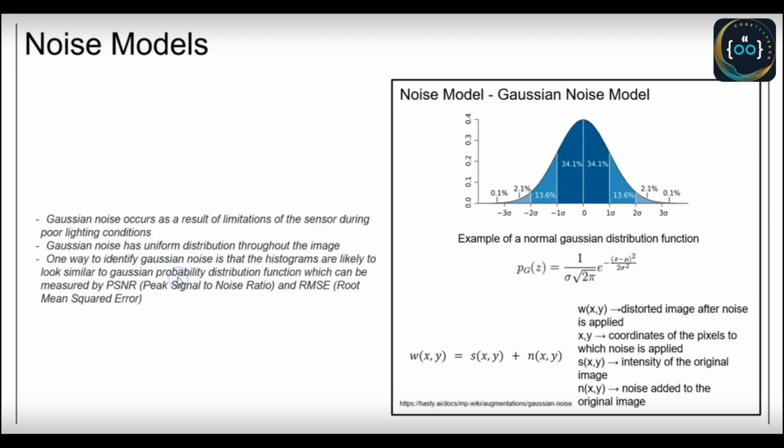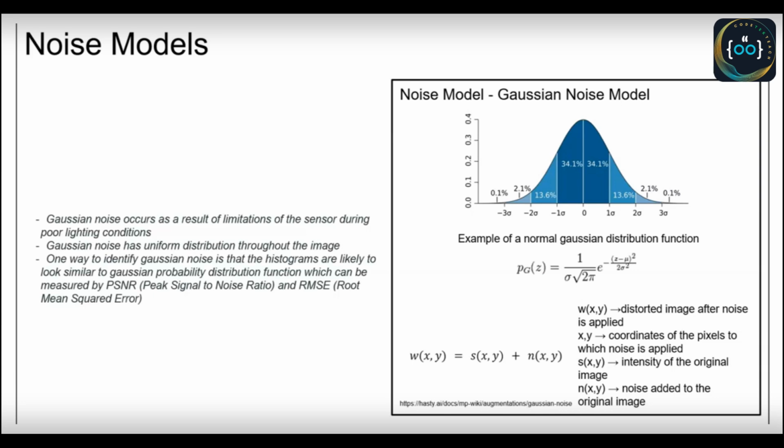Now let's look at Gaussian and speckle noise that are used in noising models. Gaussian noise, also known as white noise, is a type of statistical noise having a probability density function equal to that of a normal distribution, which is also known as the Gaussian distribution. In other words, the values that the noise can take on are Gaussian distributed or normally distributed.